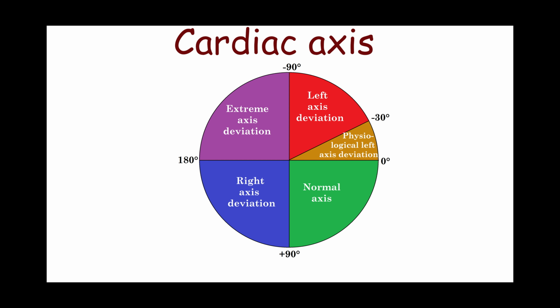However, if the QRS axis ranges from 0 degrees to minus 30 degrees, this is often called a physiological left axis deviation and is considered a normal variant. Cardiac axis between 90 and 180 degrees is called right axis deviation. And finally, cardiac axis from minus 90 degrees to 180 degrees is called extreme axis deviation or northwest axis.